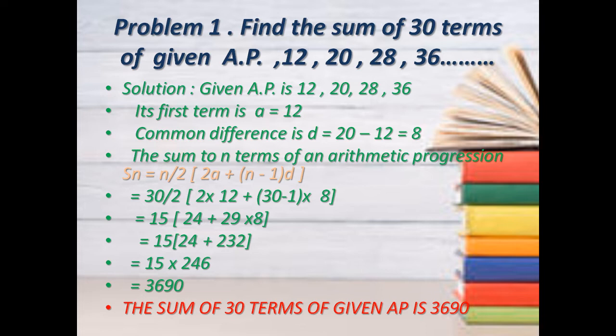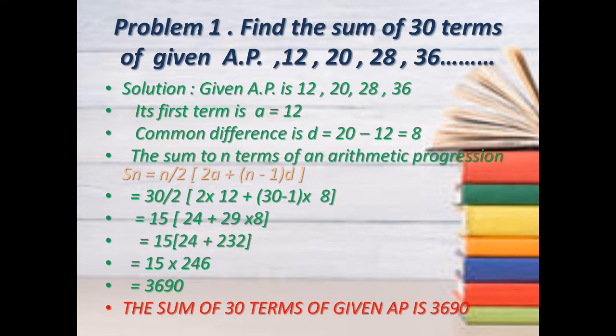Therefore, the formula to find the sum is Sn is equal to n by 2 into 2a plus n minus 1 into d. Substituting the values of a, d and n in the formula, n by 2, that is 30 by 2, into 2a, that is 2 into 12, plus n minus 1, that is 30 minus 1, into d, which is 8. 30 by 2 is 15. 15 into 2 into 12 is 24. 24 plus 30 minus 1 is 29 into 8. That is 15 into 24 plus 29 into 8, which is 232.